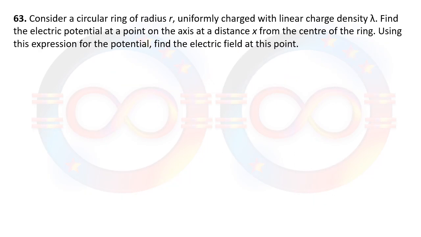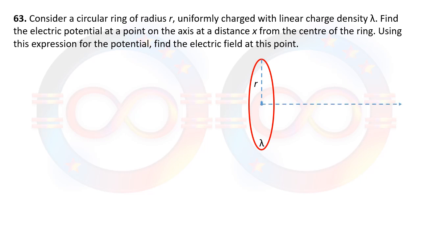63 is saying that consider a circular ring of radius r uniformly charged with linear charge density lambda. Lambda means charge present per unit length. If you talk about this situation, the total circumference of this ring will be 2 pi r. So lambda is equal to q upon 2 pi r, or q is equal to lambda into 2 pi r. So find the electric potential at the point on the axis, at a distance x from the center of the ring. Using this expression for the potential, find the electric field at this point.